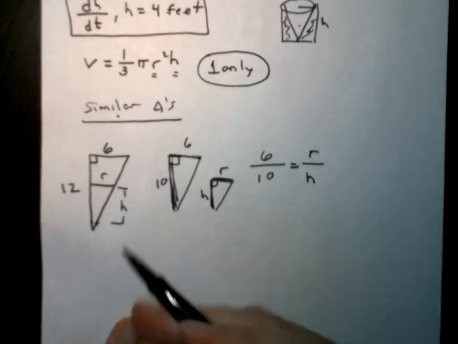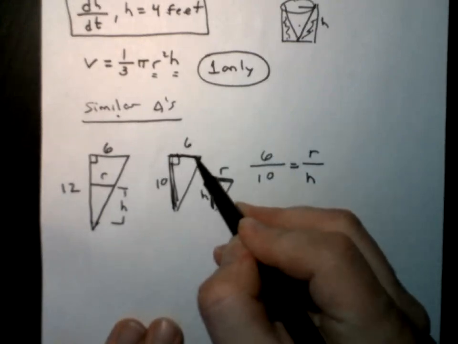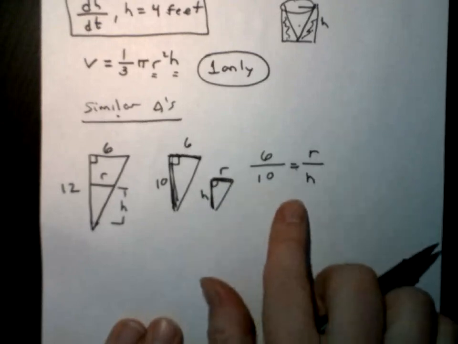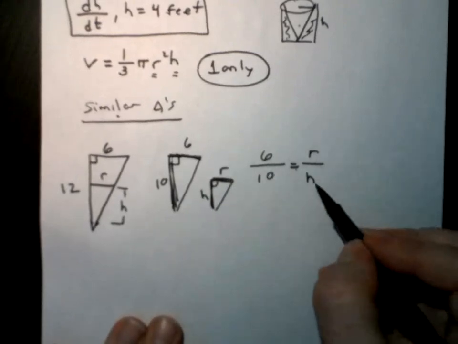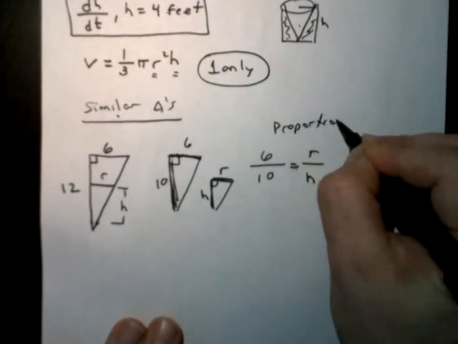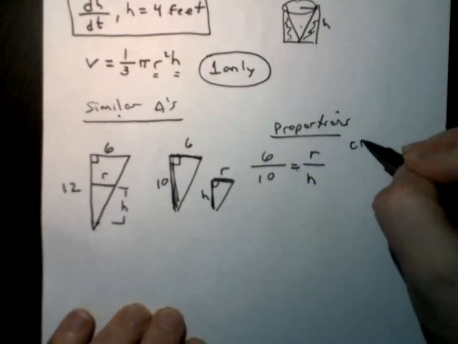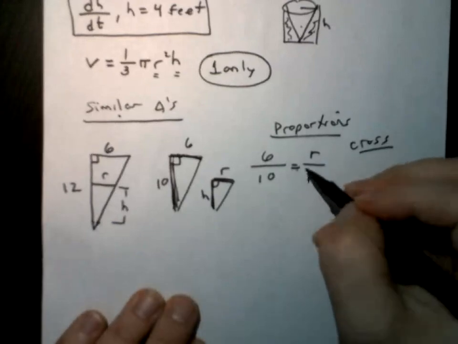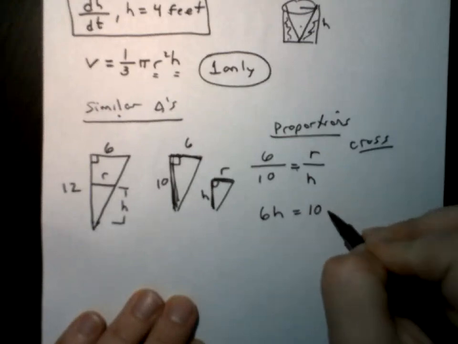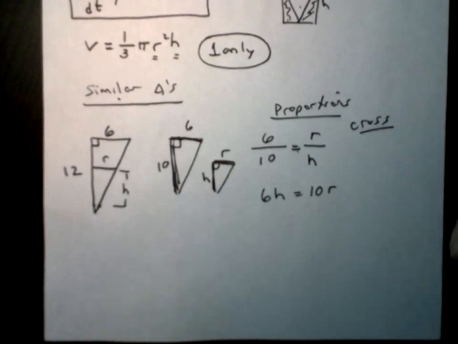Are there other ways of doing this? Yes, but you have to be careful. You should get the same setup, by the way. But we're going to go this side is to this side equals this side to this side. Remember, it's a proportion, two fractions. What do you know about proportions? They're equal, so cross multiply. If you cross, you're going to get 6H. If you cross, you get 10R. Right? Okay.